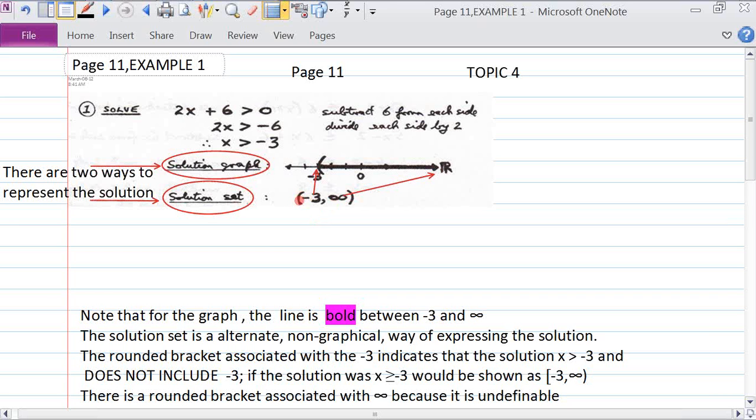Now, because we're not including the minus 3, there's no equal sign here. We put a rounded bracket. We'll see what happens when a number is included. The infinity, because it's undefined, is shown also with a rounded bracket. Either of these, this or this, represent a satisfactory representation of this.